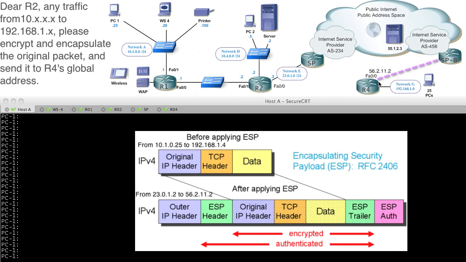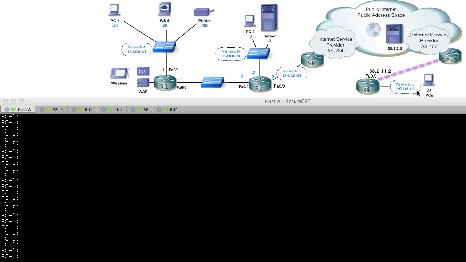So the internet, all they're going to see is a packet that is sourced from 230.1.2, R2's global address, and destined to 56.2.11.2. They never saw the private IP address ranges on the internet because it's all encapsulated inside of IPSec packets. R4, when he gets a packet, he's going to decrypt it, and then he'll forward it on to the final destination. That's what the game is all about with IPSec.